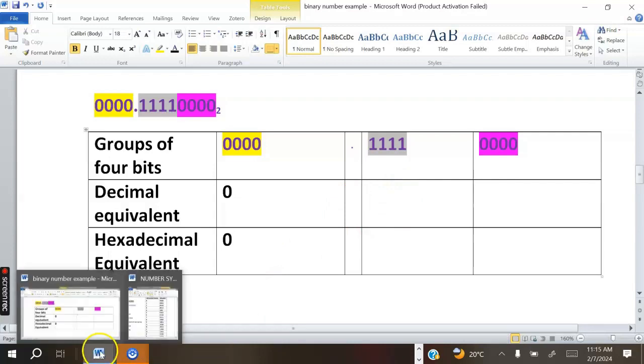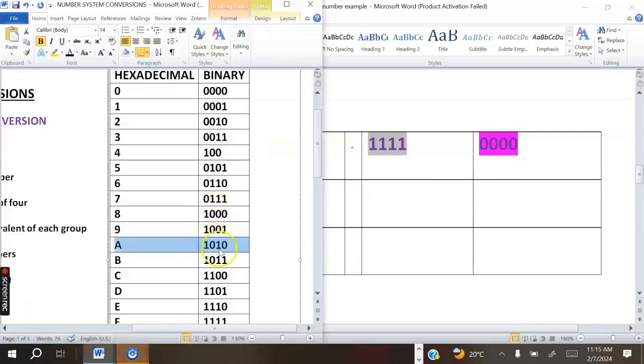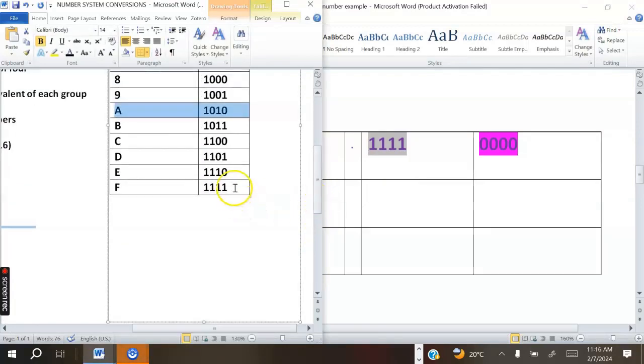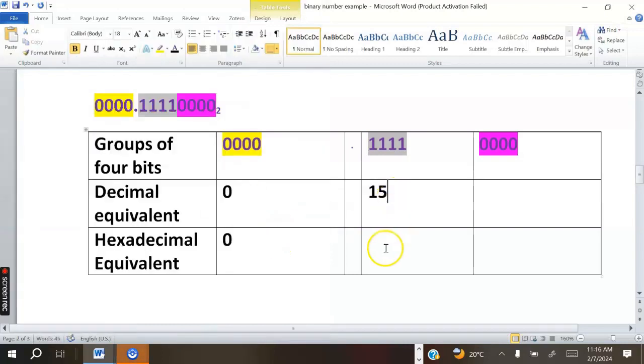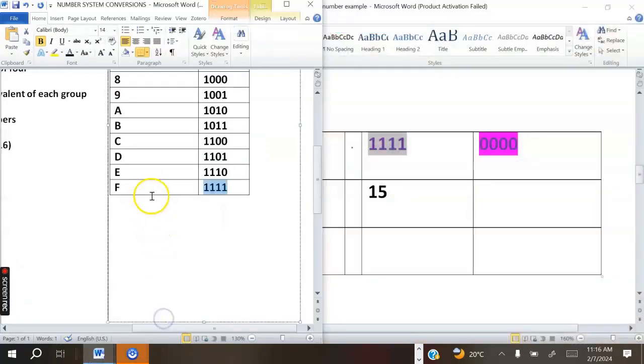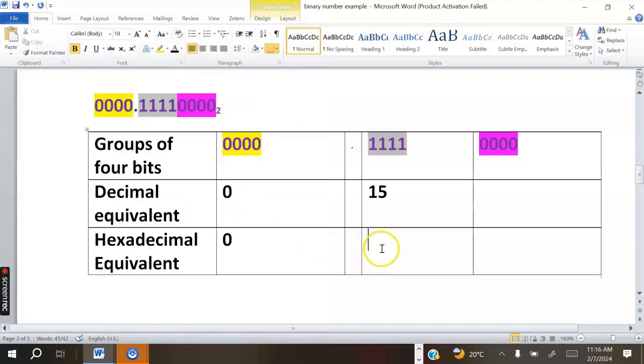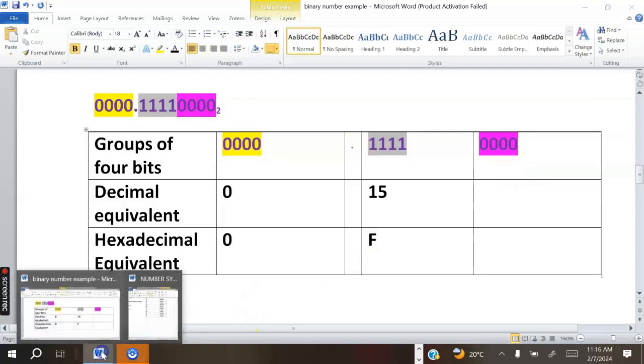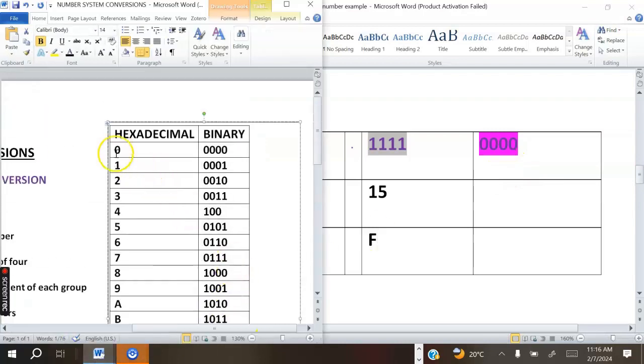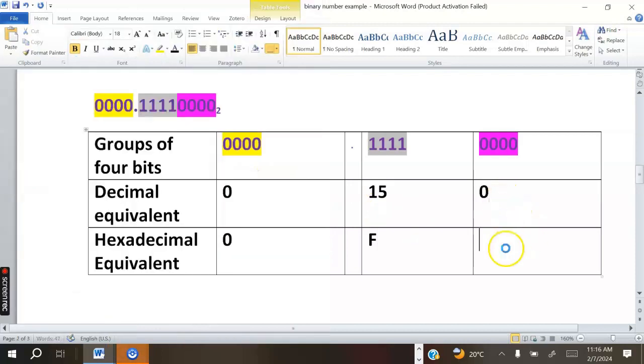As you can see, let me try to get the other table. So we have 1111. This is our 11. 11 is equivalent to 15. So this is equivalent to 15, and 15 is equivalent to this. As you can see from my table, this 1111 is equivalent to F. Then this one, we have the 0000, which is as usual supposed to give us 0.